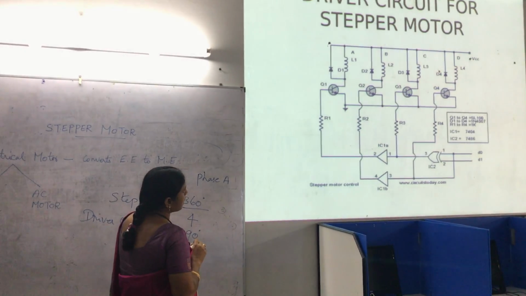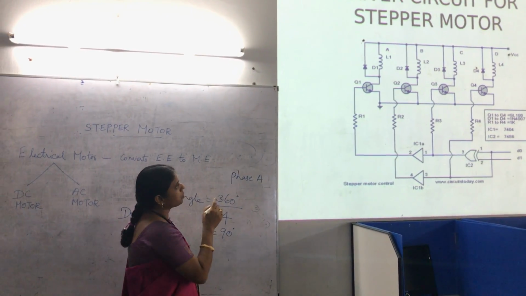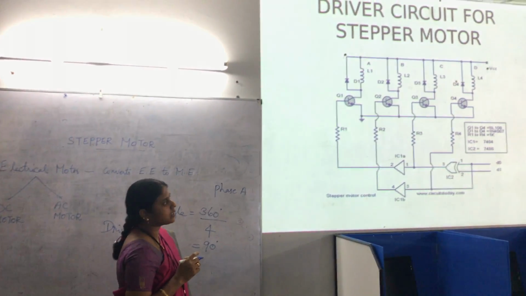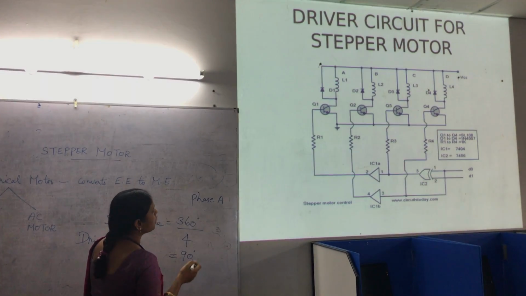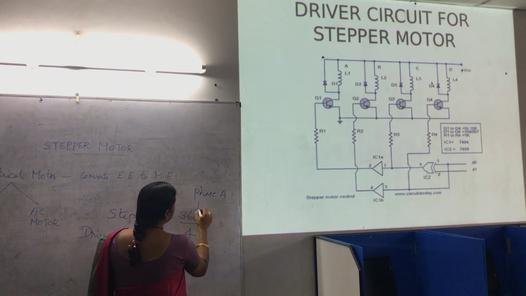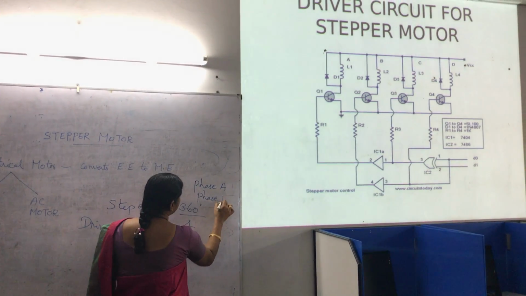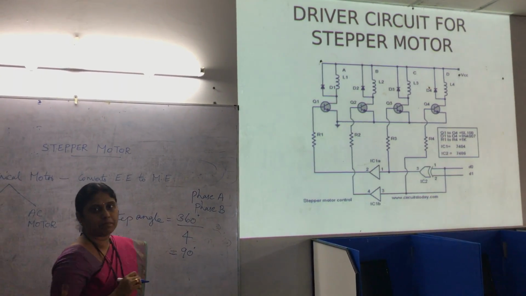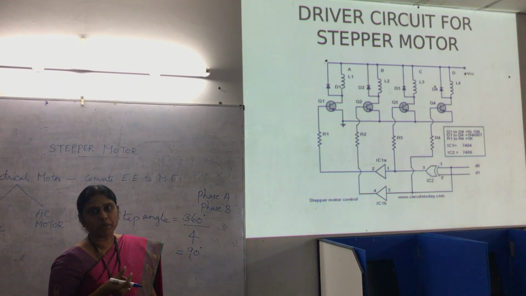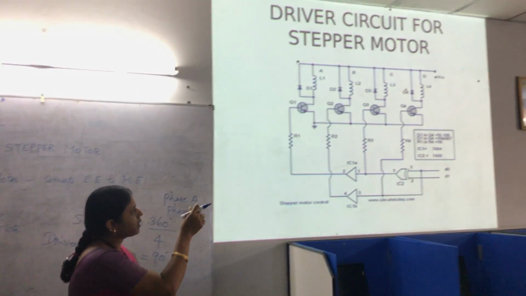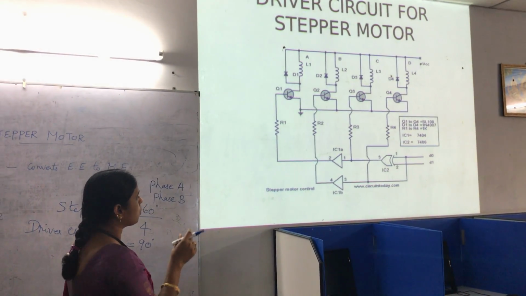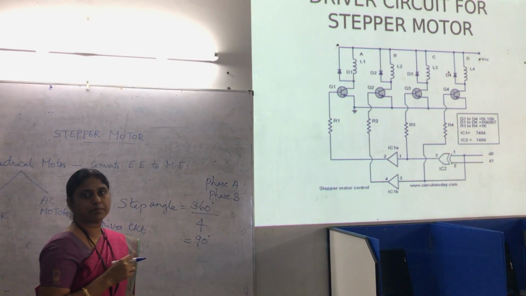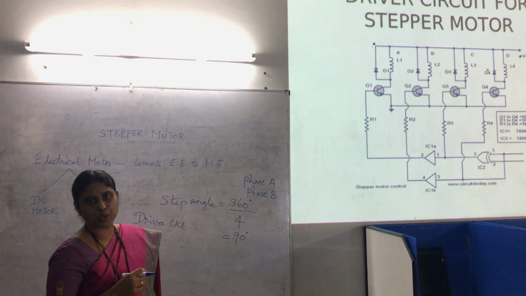Then when the base current to the transistor Q1 is removed, it gets turned off and the supply is given to the transistor Q2. Therefore phase B will get the supply and there will be a movement of the rotor. Like that, we can give the supply to all the 4 poles in the case of the 2-phase permanent magnet stepper motor, which is shown here.